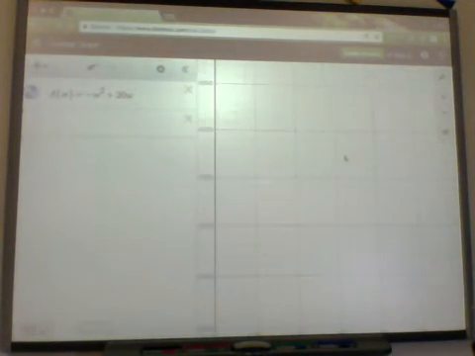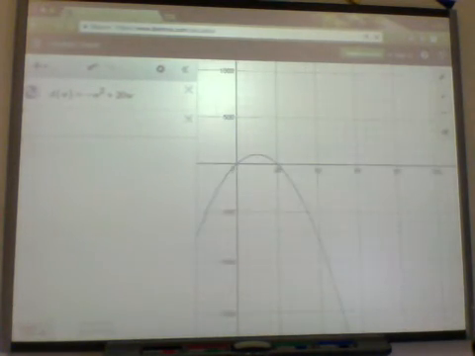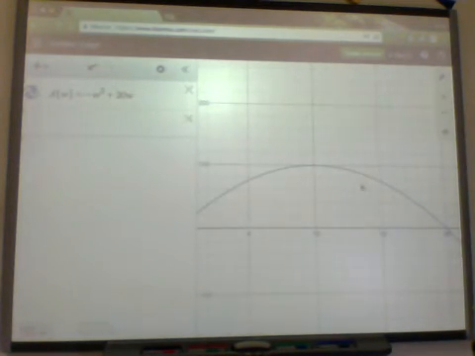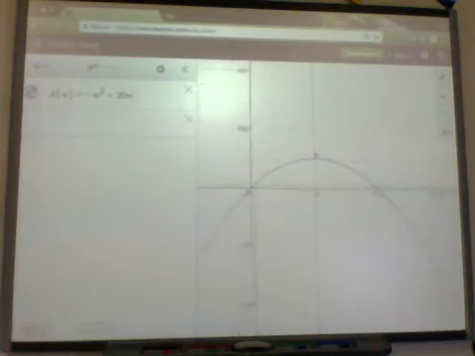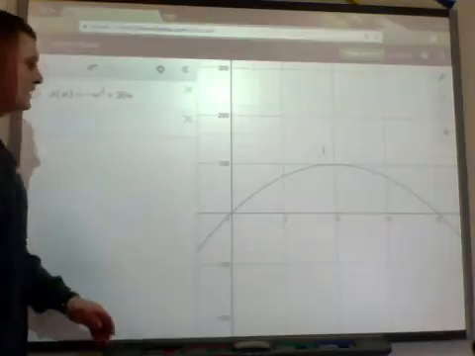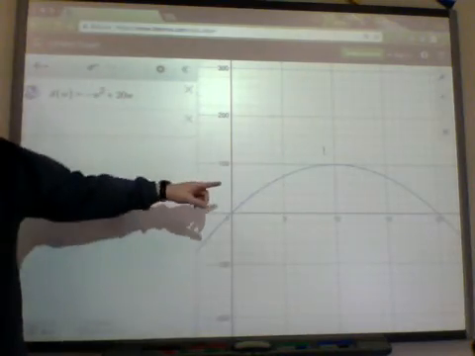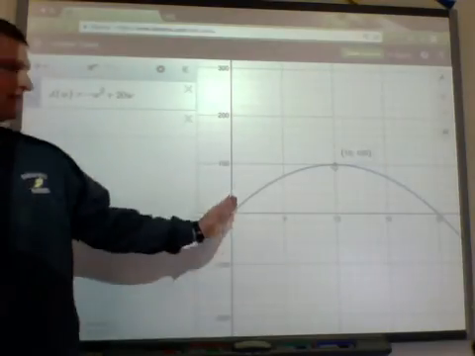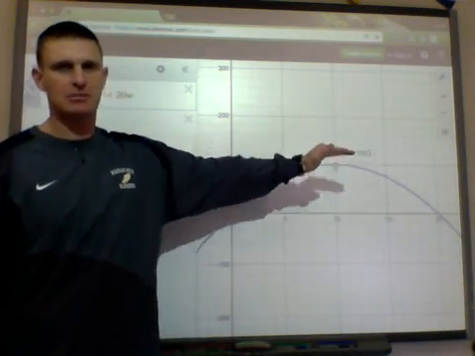I've got to zoom in here because I was way out there. There we go. All right. That's the graph. This is what we've been talking about. And if you look at the peak, it happens right there at 10, 100. So that means when the width is 10, the maximum area is going to be 100.